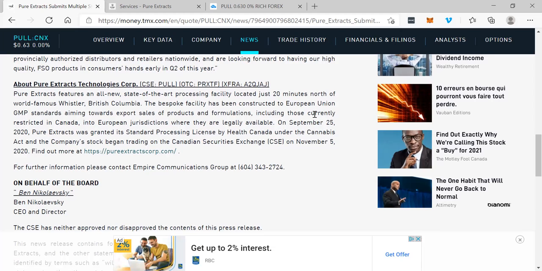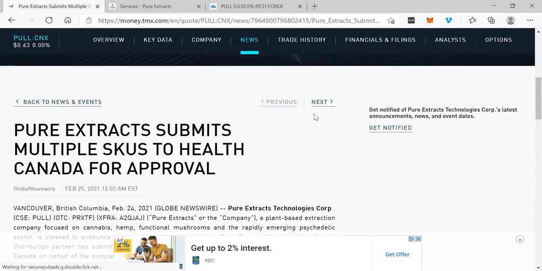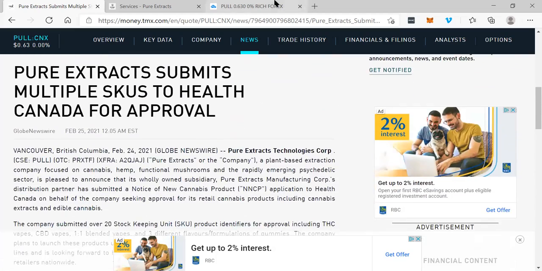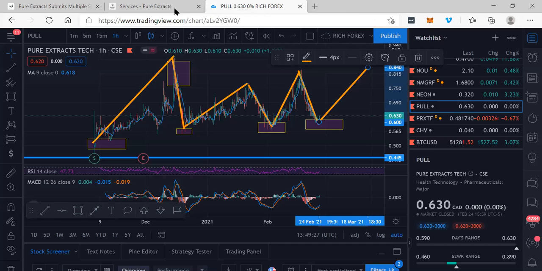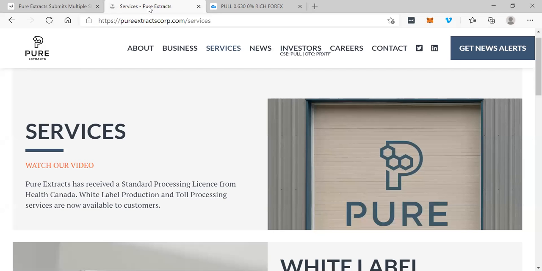On September 25th, 2020, Pure Extracts was granted its standard processing license by Health Canada under the Cannabis Act, and the company stock began trading on the Canadian Securities Exchange, CSE, on November 5th, 2020. So this is some big news, and these guys just keep putting out news, and the news just keeps coming. Now let's talk a little bit about their services.